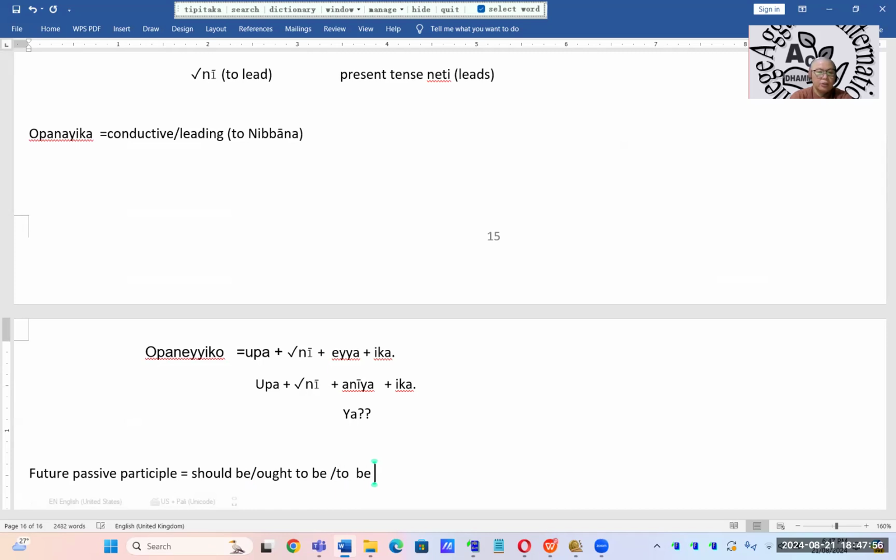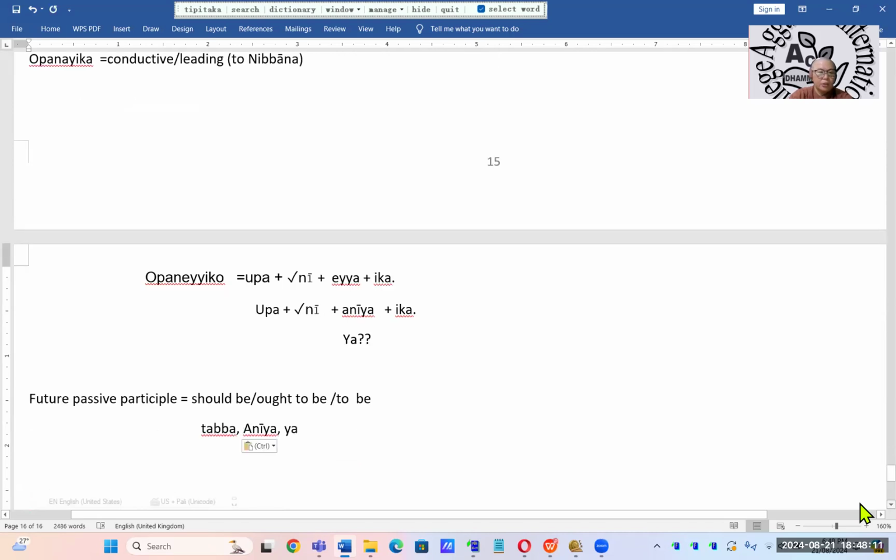Okay, it has the root. Niya, tabba, ya. Okay, so put ya. So that's why you see many words with the ya, like veditabba, should be known. And then this opanaika, eya, all right, maybe aniya also, or ya, either one, okay? But its explanation, it should be tabba.